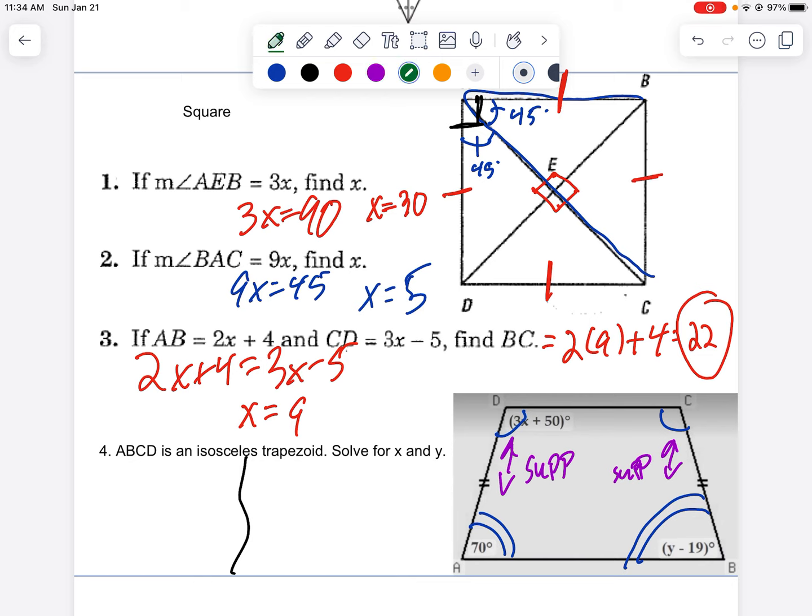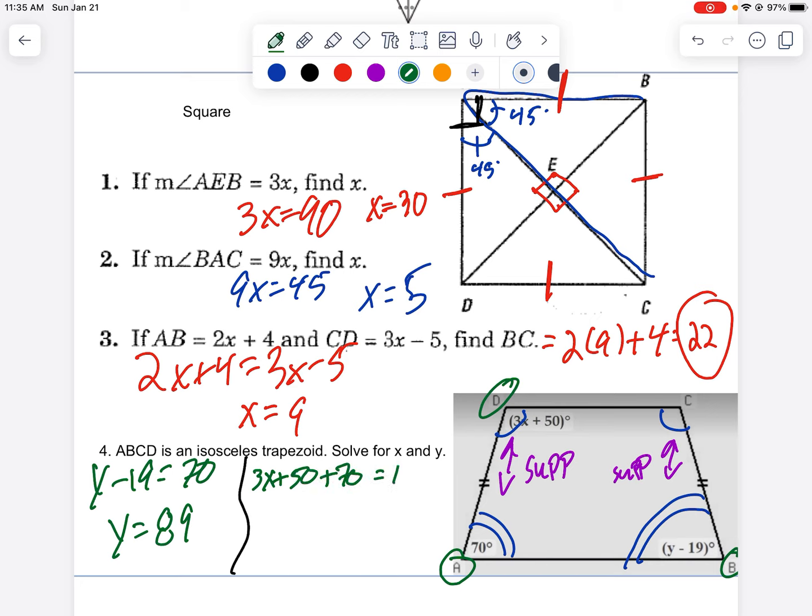So if my base angles are congruent, then that means angle A has to be congruent to angle B. So y minus 19 equals 70. So that means y is what? Add the 19 over, 89. Not degrees, just 89. Okay, that's great. I'm just gonna set this one up. Okay, I know also my consecutive angles are supplementary, so A and D are supplementary, which means that 3x plus 50 plus 70 equals 180.